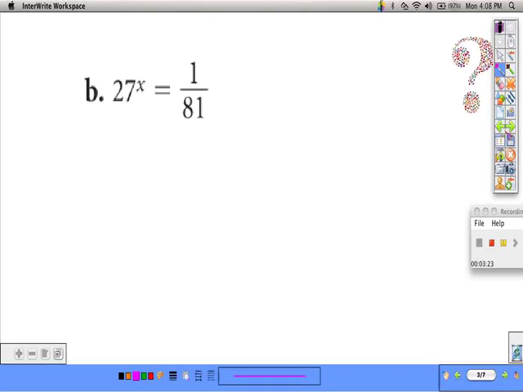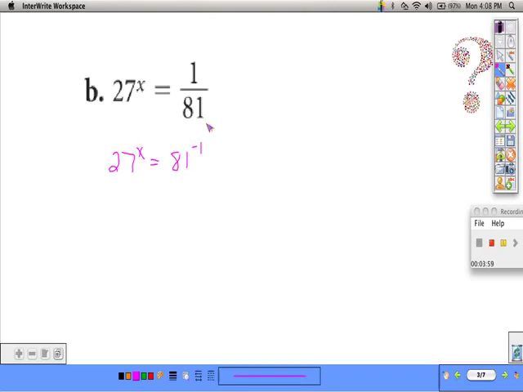Now for this one thing you should notice is that 27 to the x equals a fraction. We need to figure out how can we get that to be a fraction. Well, there's going to need to be negative exponents involved for that to happen. And one way to do this problem is we can change 1 over 81 to 81 to the negative first. 81 to the negative first, if we were to simplify that, we'd write it as 1 over 81.